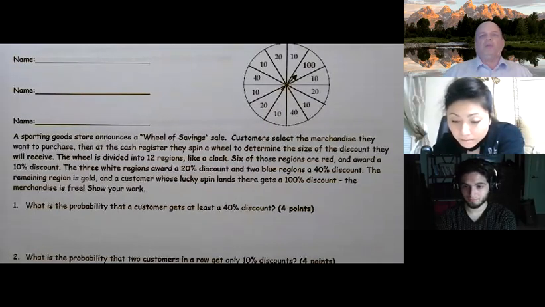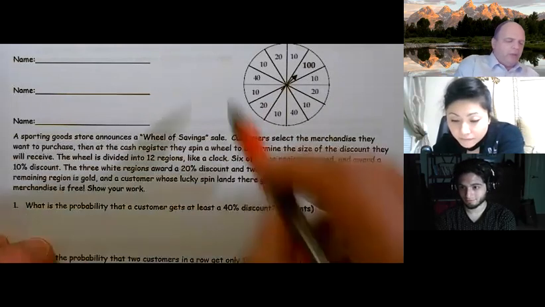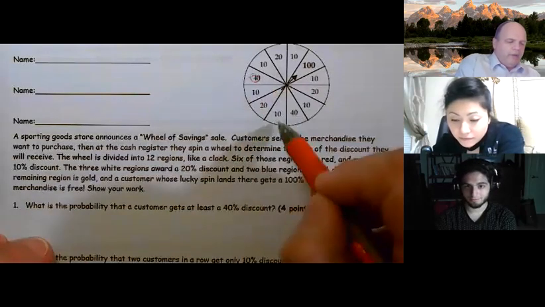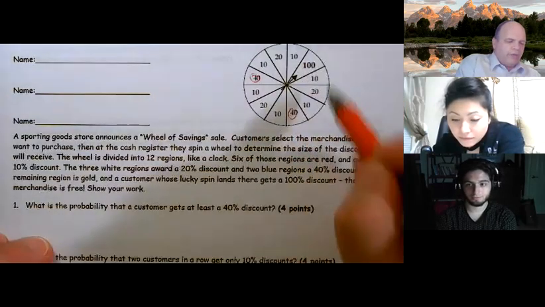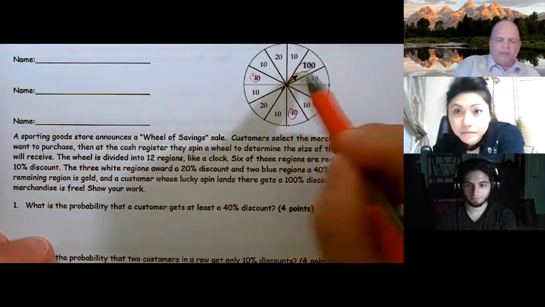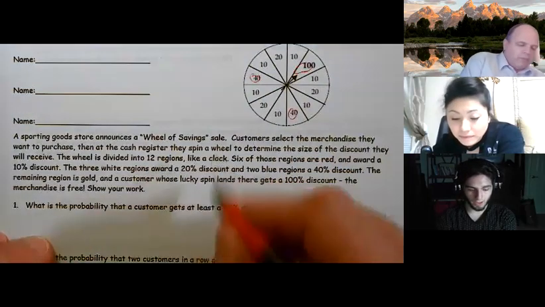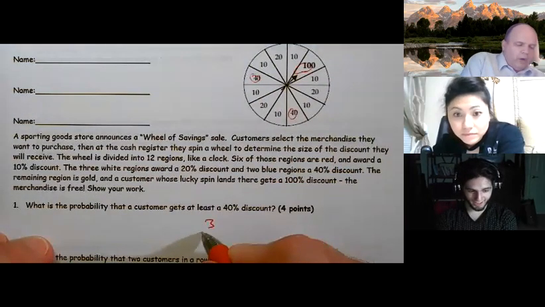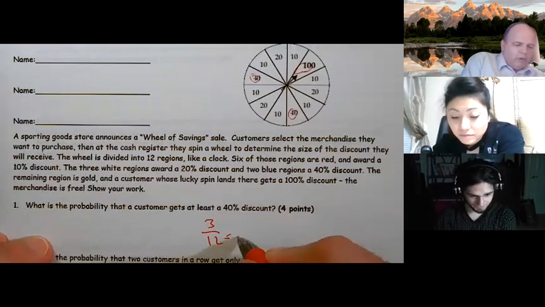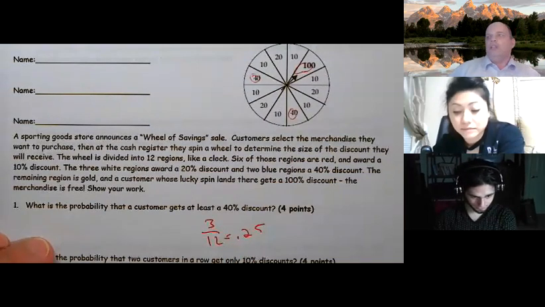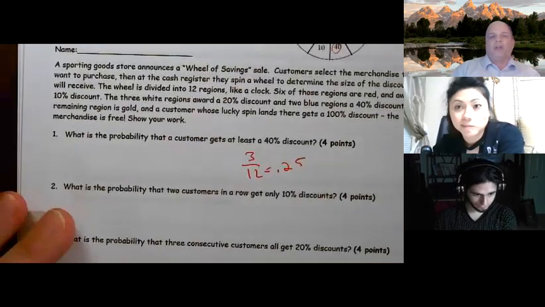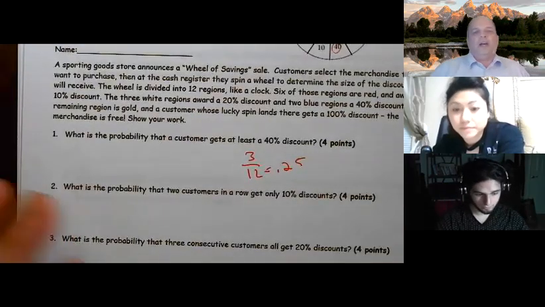Well, there's a couple ways to approach this problem. Basically, at least a 40% means I have anything that's 40 or over. It turns out that I have 3 of those. Very simply put, 3 over 12, 0.25. That's all you needed to show, okay? That's all you needed to show to receive full credit on that.